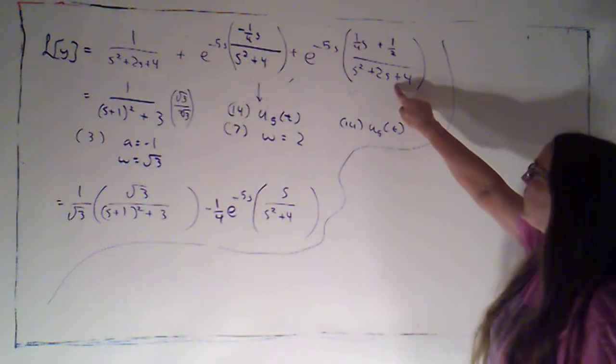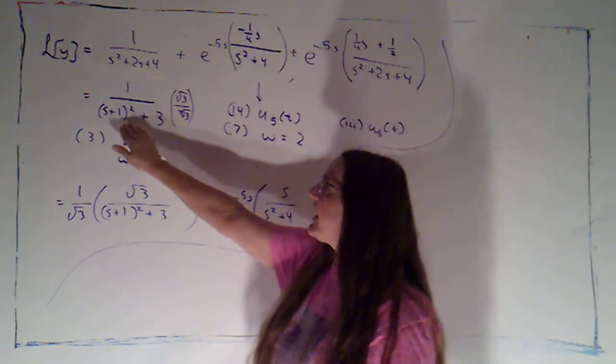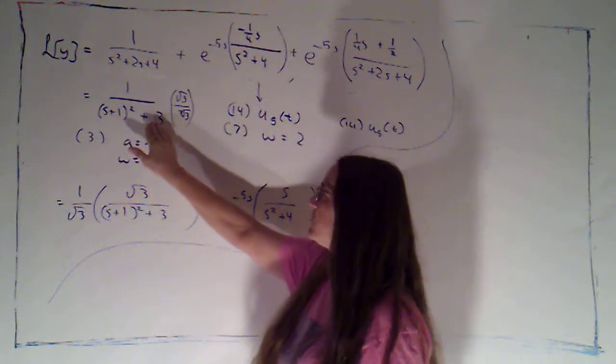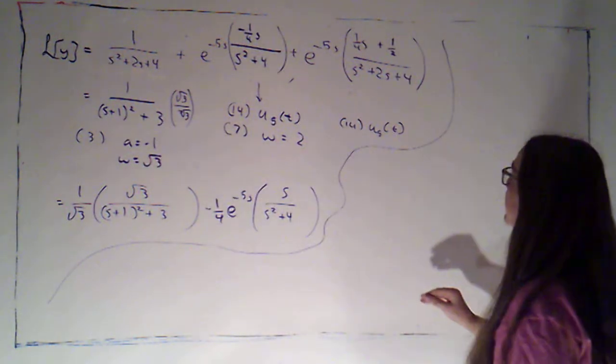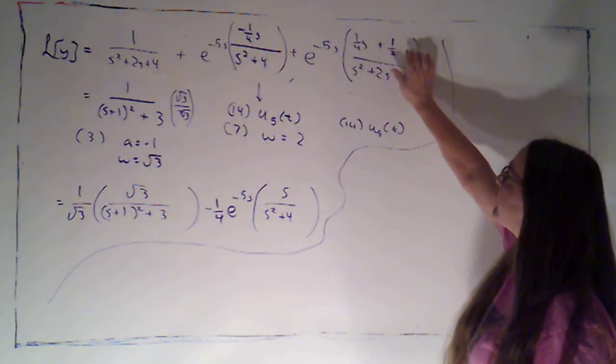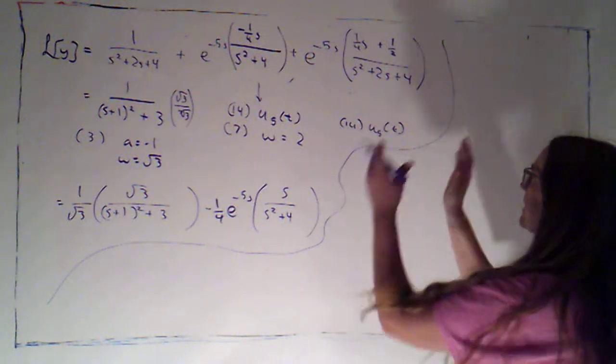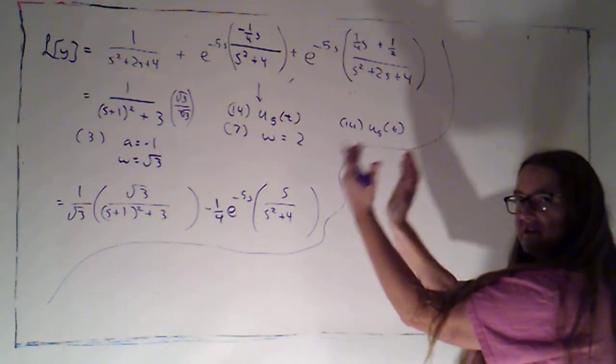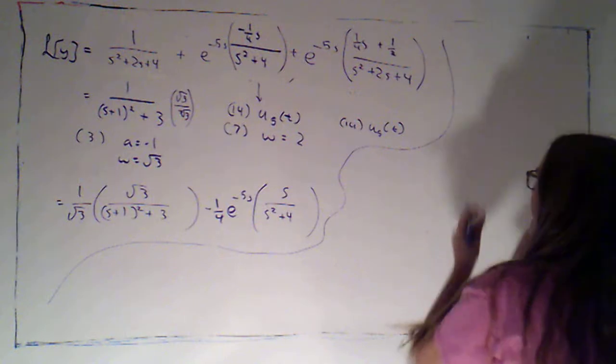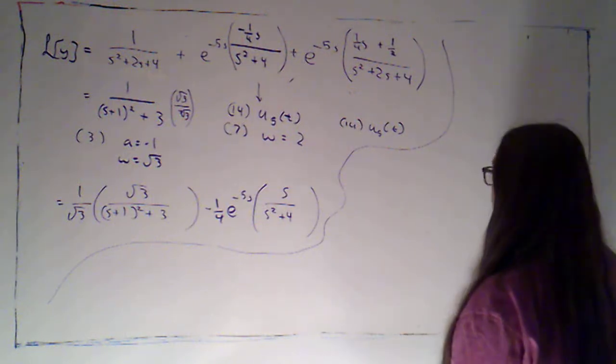First, I'm going to rewrite that denominator the same way I did here, as s plus 1 squared plus 3. Second, I'm going to split up the top so that I've got two separate fractions, one of which has some s's on top and one of which just has a number on top.